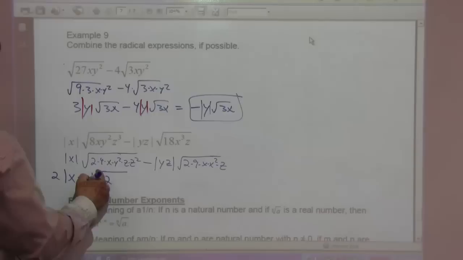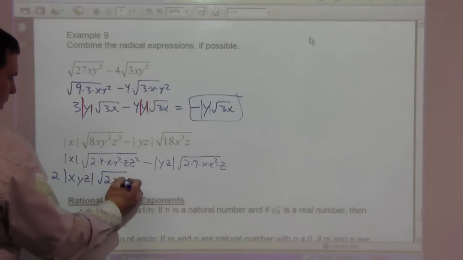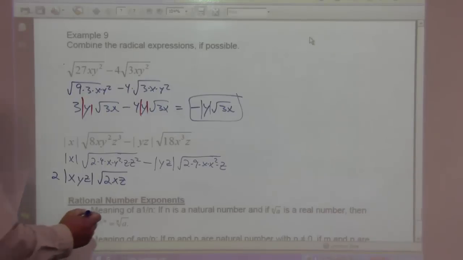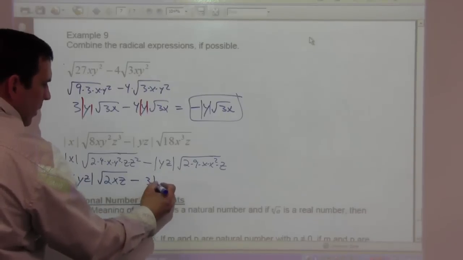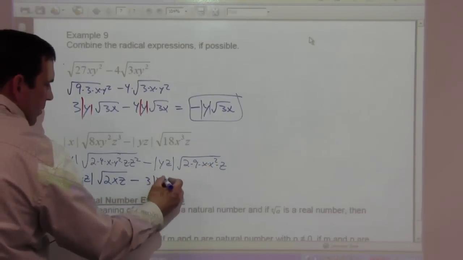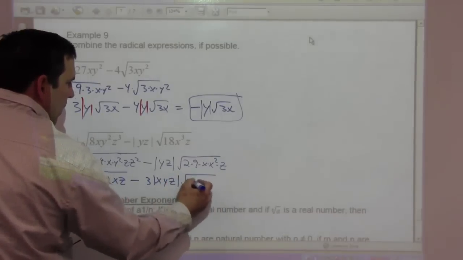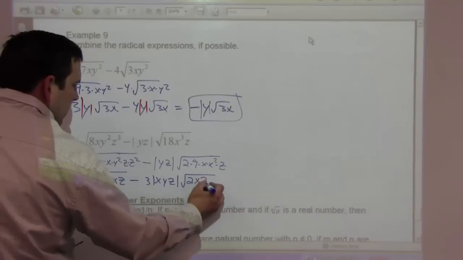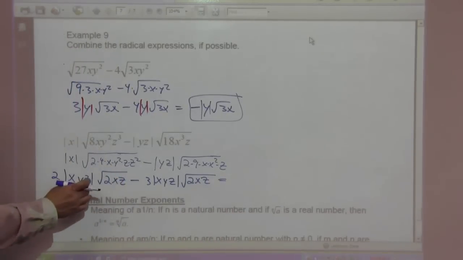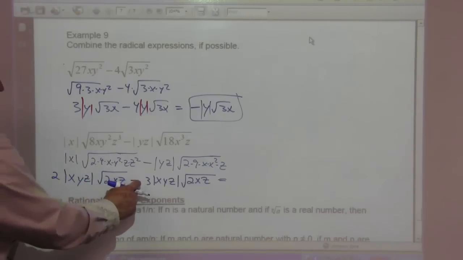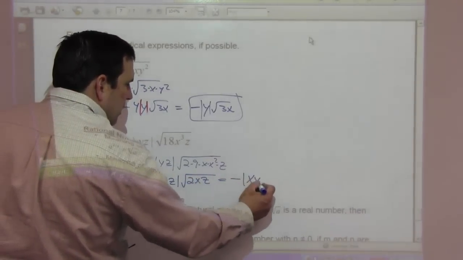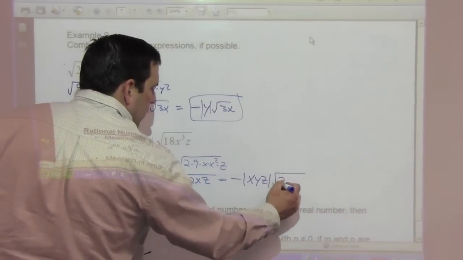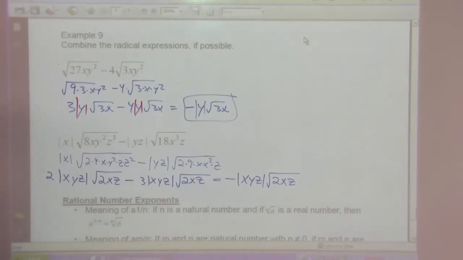Square root of 2xz. Then minus, here we have the square root of 9 is 3, absolute value. Square root of x squared is x, y, z. What's left? 2xz. So 2 times the absolute value of x, y, z times the square root of 2xz, minus 3 times the absolute value of x, y, z times the square root of 2xz. It's going to be negative absolute value of x, y, z times the square root of 2xz.